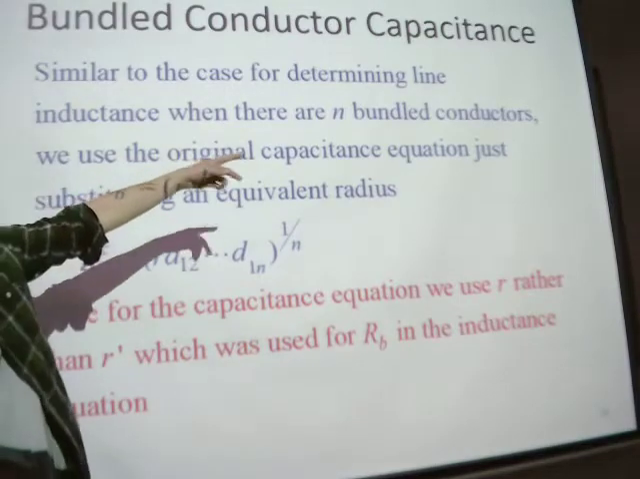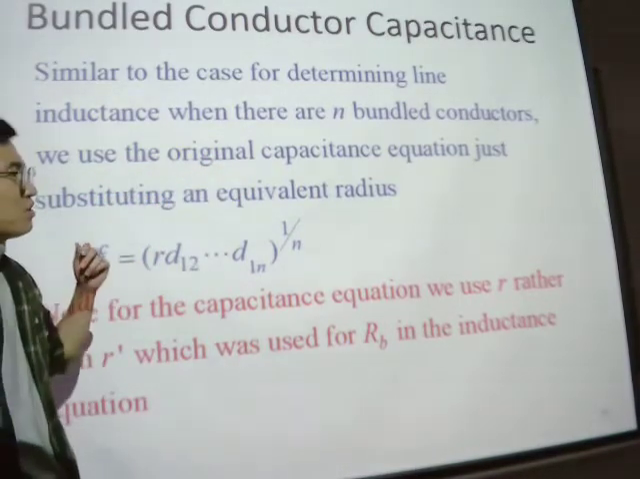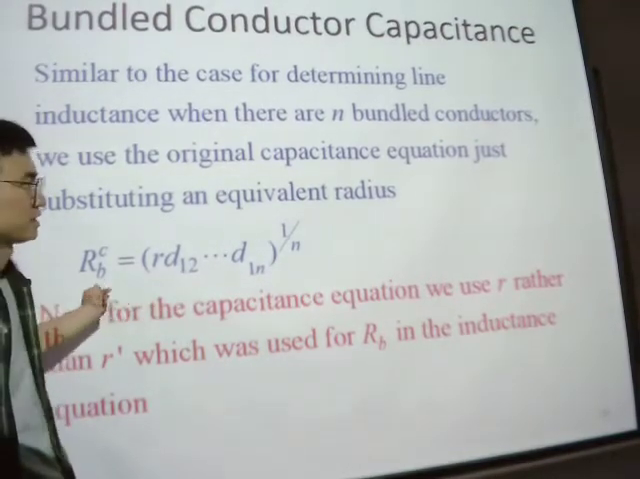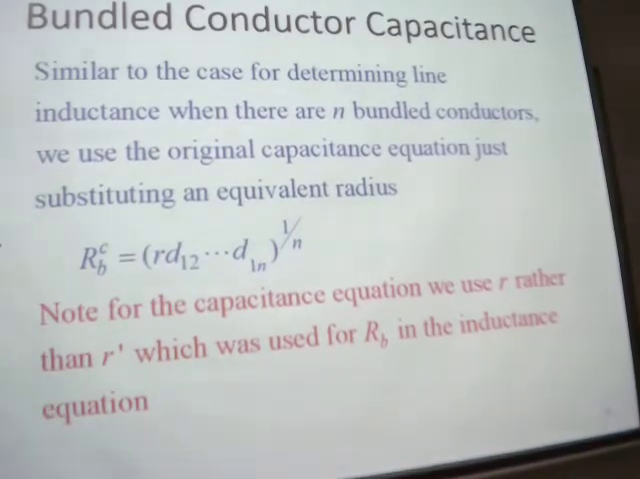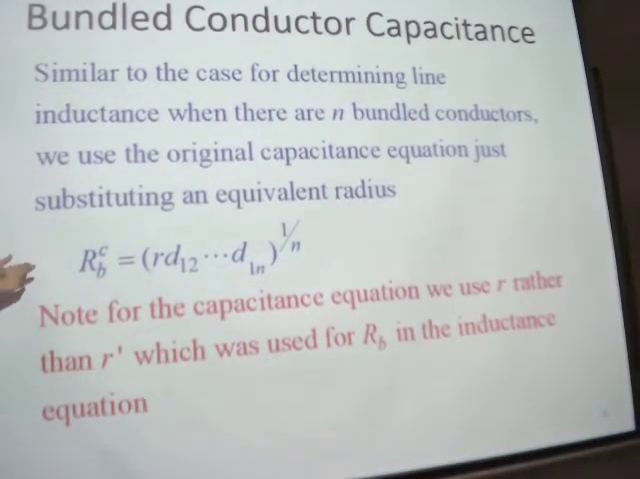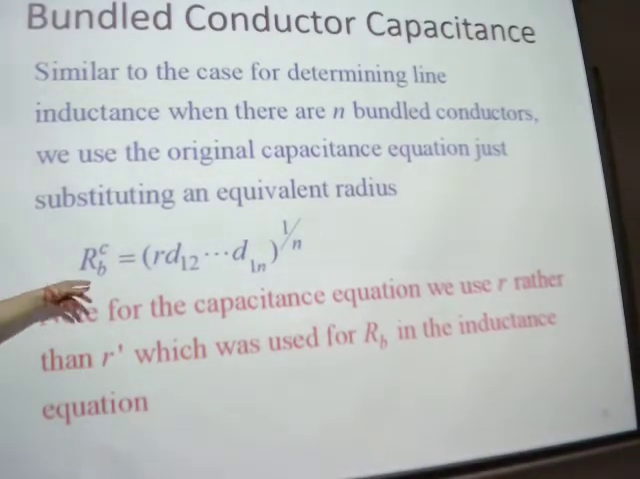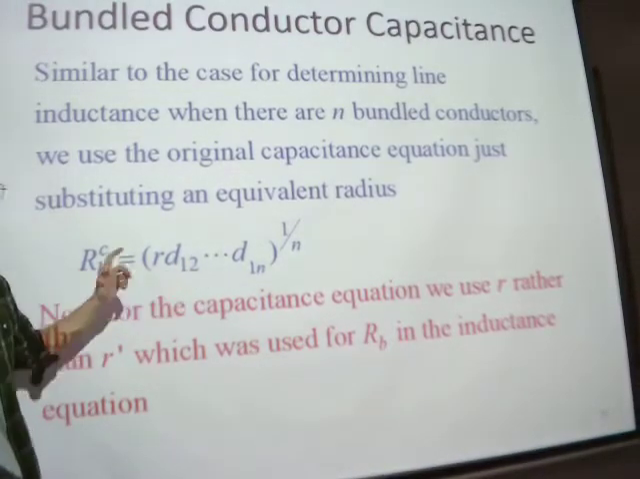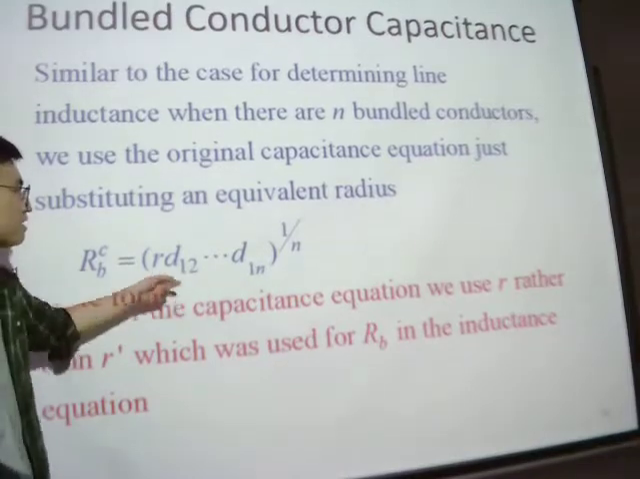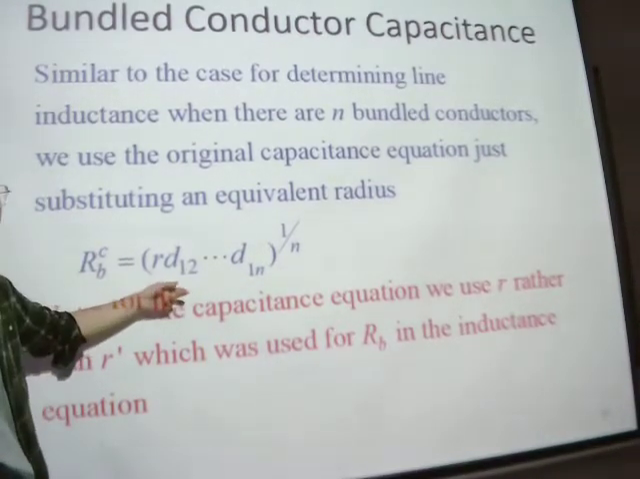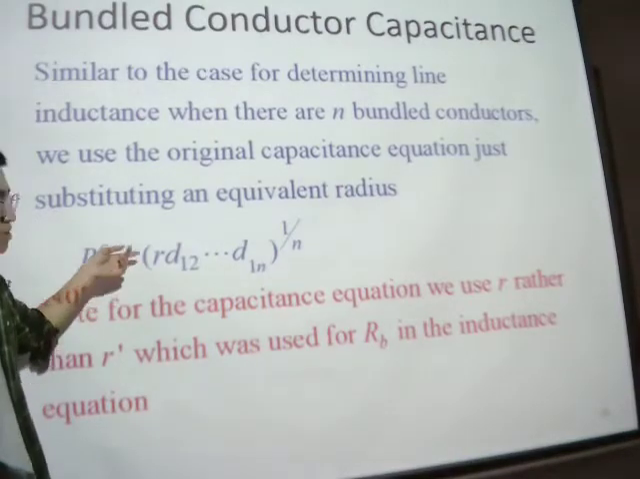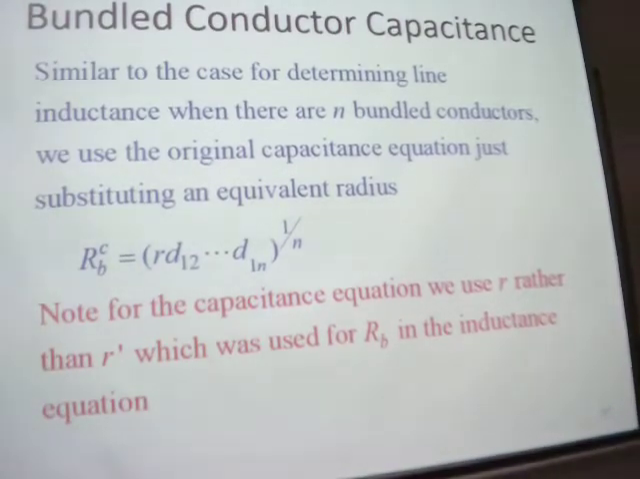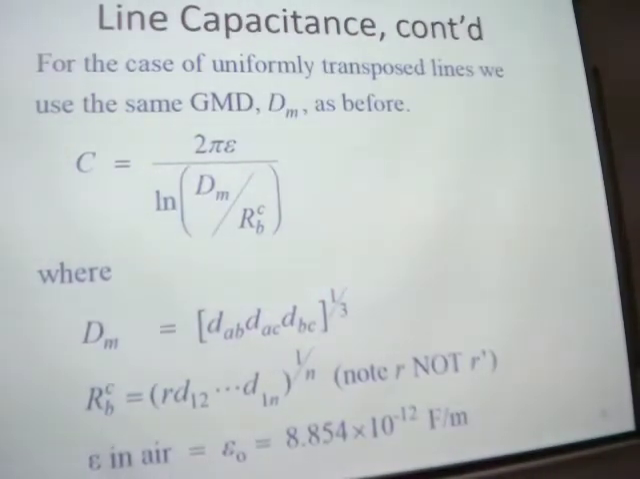So for the n bundled conductors, we will go through this very quickly, as in the beginning of the lecture. For this part, the capacitance and the inductance, you just need to know how to use these equations to calculate. I will present the formulas and give you the parameters, so you know how to calculate this.